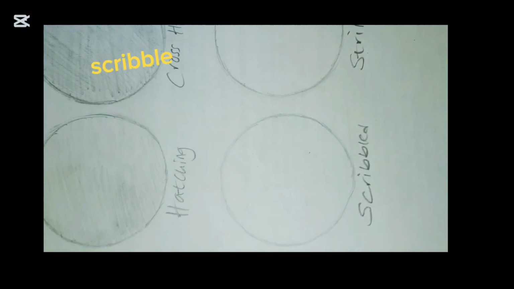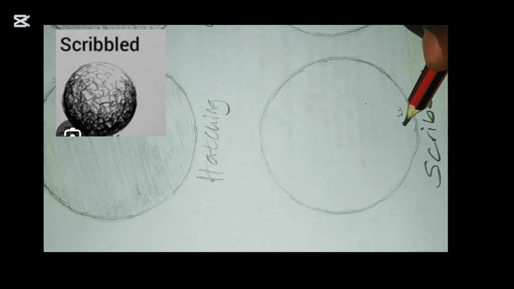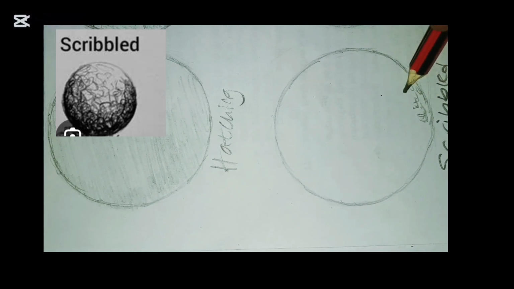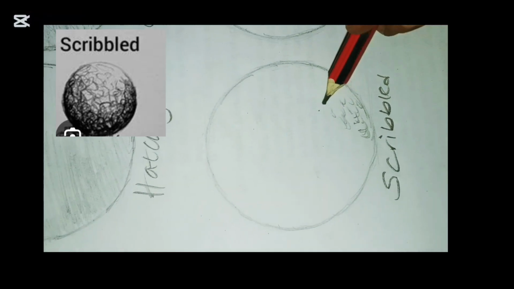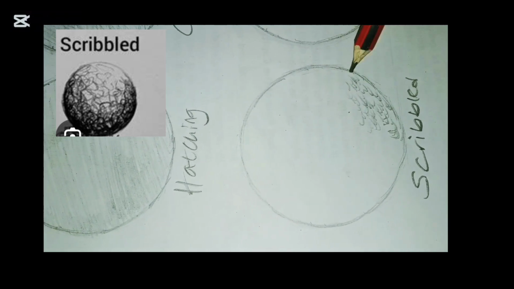Now we'll go to scribble. Scribble is just making little curves while shading. It's the repetition of this curve that will give you a nice outlook when you're done.